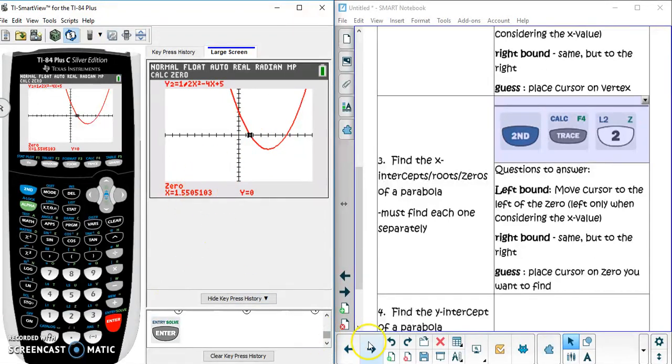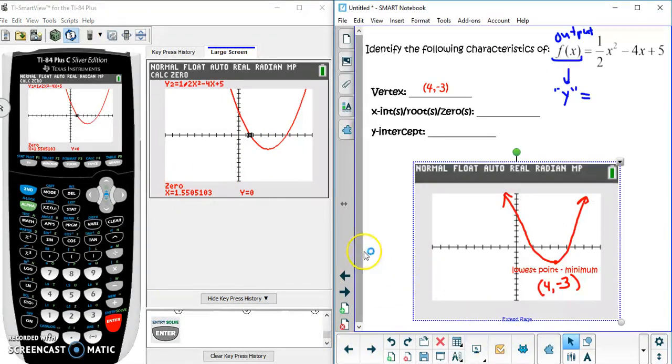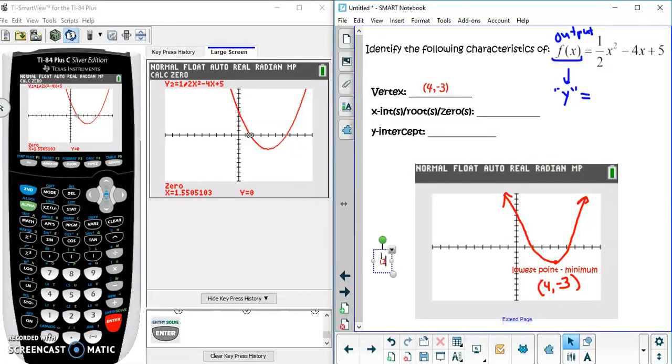And again, it's best practice just to write down whatever the calculator gives you. So 1.5505103 is the x value. And I'll just round that to 2 decimal places right now for our video. And the y value is 0. So that's the first x-intercept.